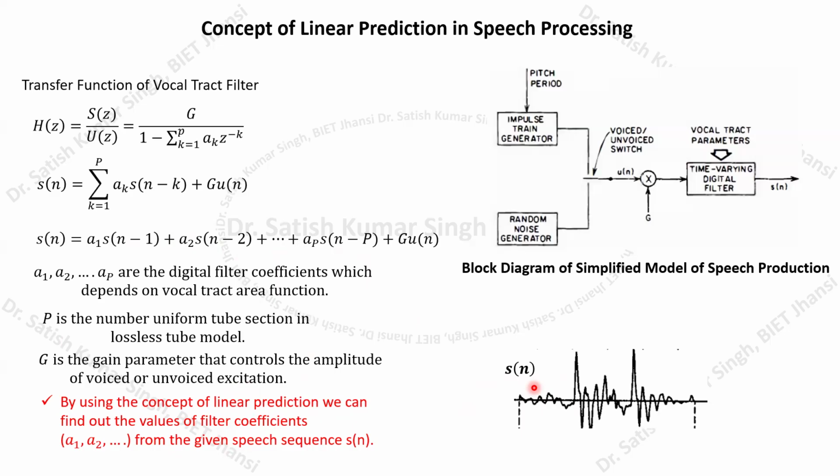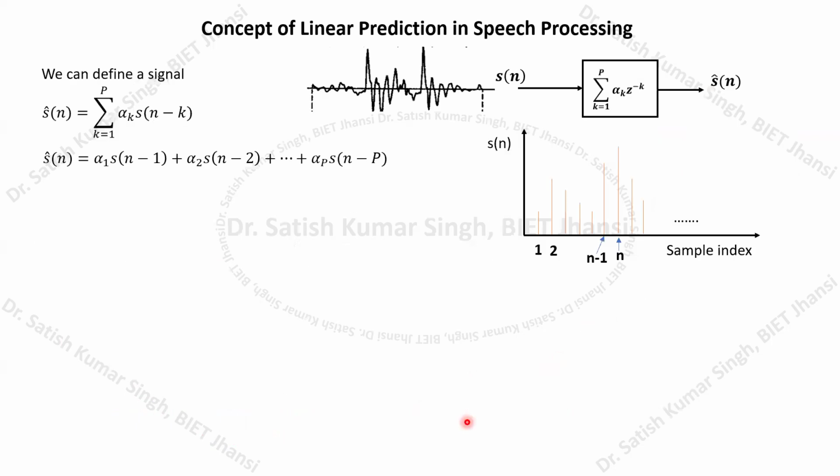The sample values will be available. After sampling, you get the sample values of your Sn. From those samples, you have to predict the filter coefficients, right? So now let us understand how this concept of linear prediction can be used for predicting or evaluating those filter coefficients.